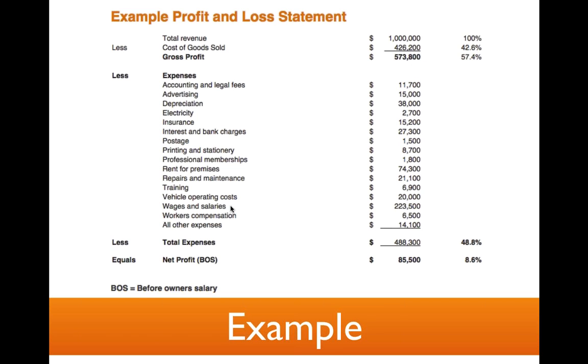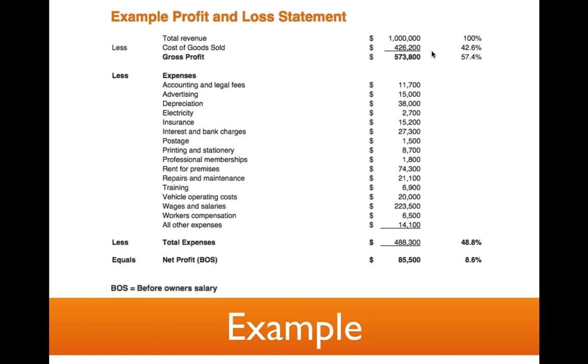Now, your expenses. You can see all the expenses: things like wages and salary, vehicle costs, rent for premises, memberships, repairs and maintenance, interest or bank charges, insurance. There are all of these things that you've got to make sure you're looking at, and a lot of these are fixed expenses. Maybe all other expenses may be a variable, as an example. So you've got 1 million less the cost of goods, less the total expenses. That's 488,000. If I add all of these up, it's 488.